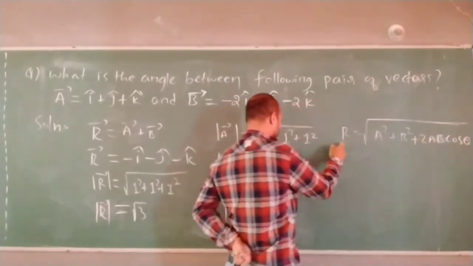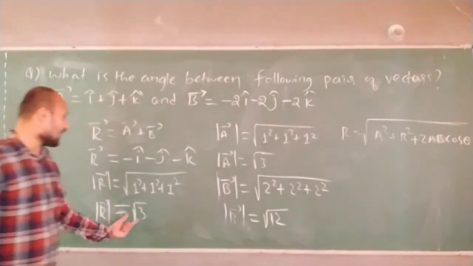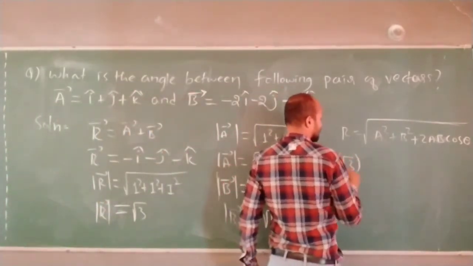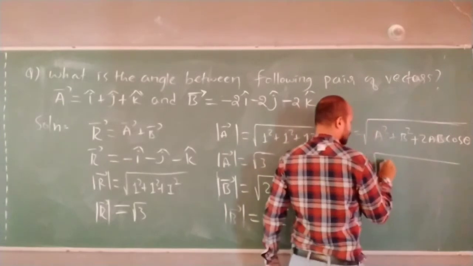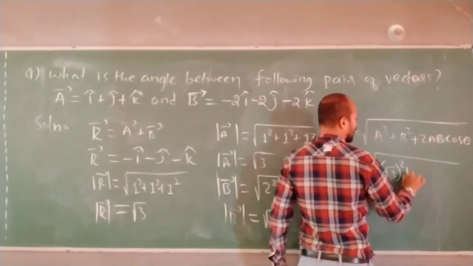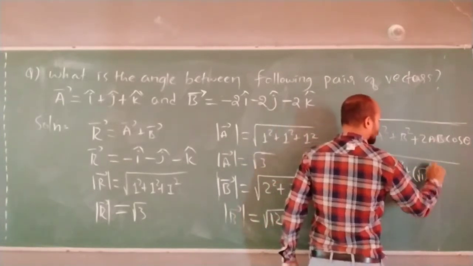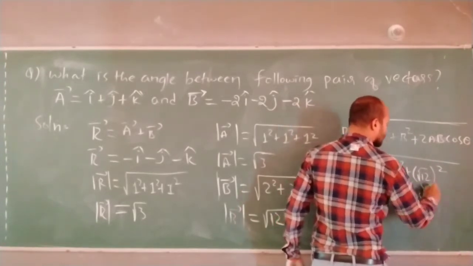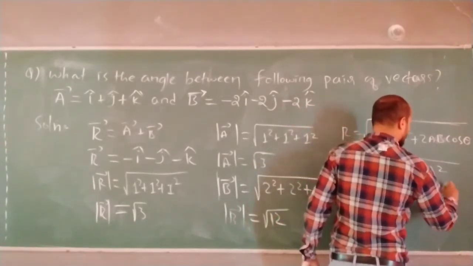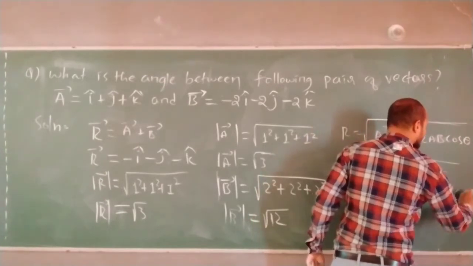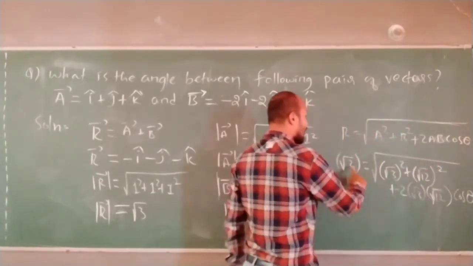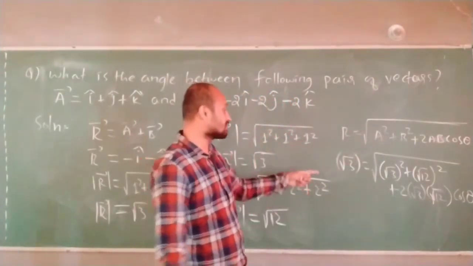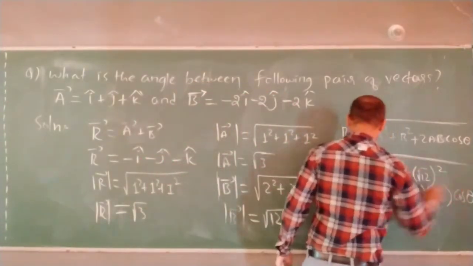2ab cos theta. What is the value of r? R is root 3. So root 3 is equal to root of (root 3) whole square plus (root 12) whole square plus 2 into root 3 into root 12 into cos theta. Or you can bring this square, complete square this side.